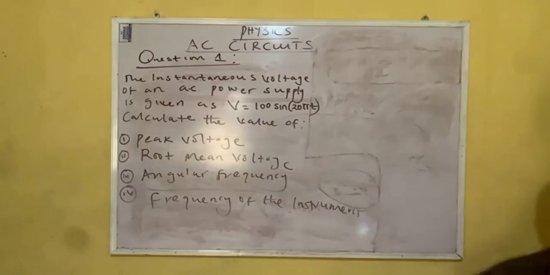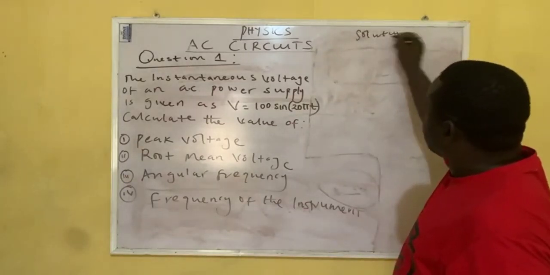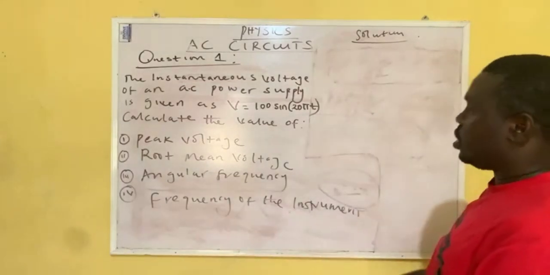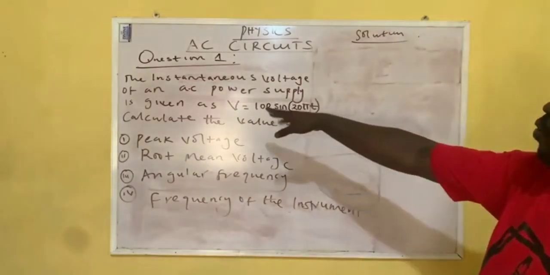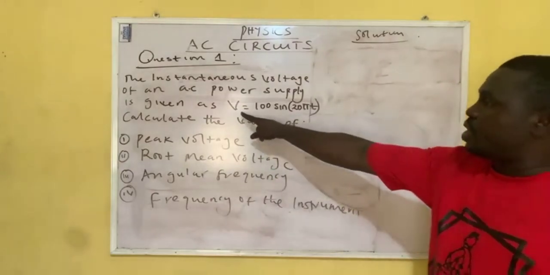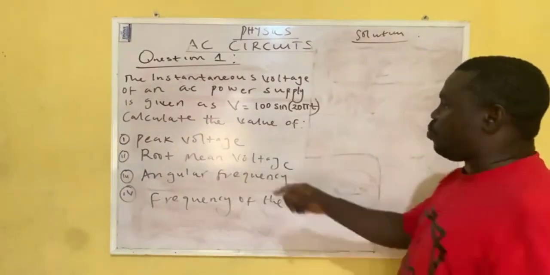Okay, so we have this. We have the instantaneous voltage. So let's be fast about it. Solution. The instantaneous voltage of an AC power supply is given as V. So we're told to calculate number 1, the peak voltage.